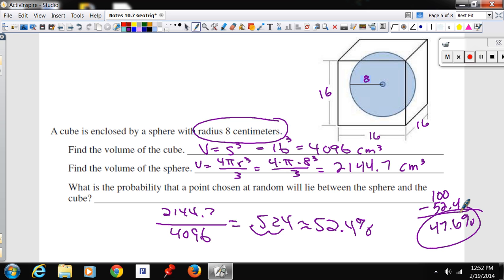That would be your probability that you'd pick a point that's in the cube but not in the sphere. 52% chance that it would be in the sphere. So you can kind of see that a sphere is a little more than half of the cube filled up. Not quite, a little bit more than half is what the sphere would be.